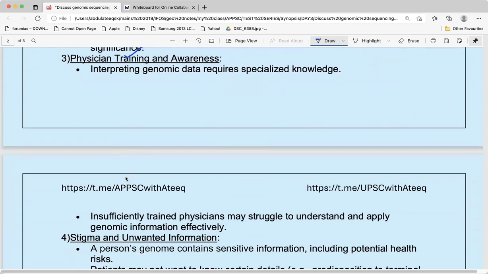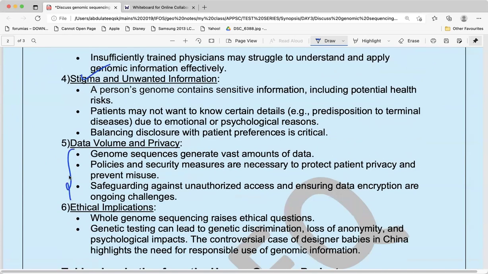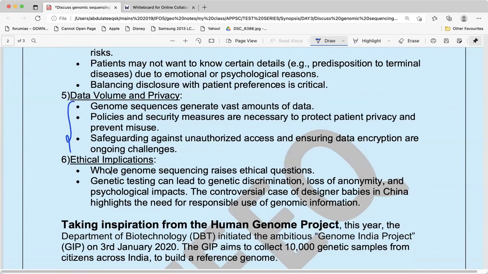So there is lack of skill. There can be a stigma, huge volume of data. How will you save that data? How do you store the data and also ensure that there is proper security in that data? Again, a problem. Ethical implications.